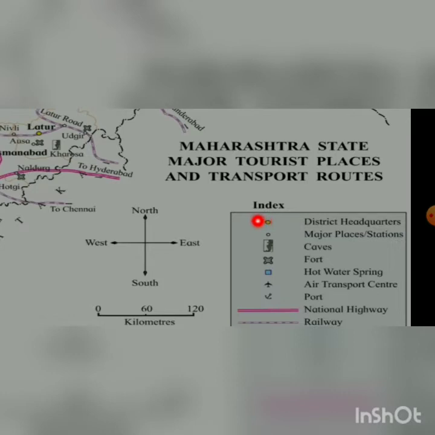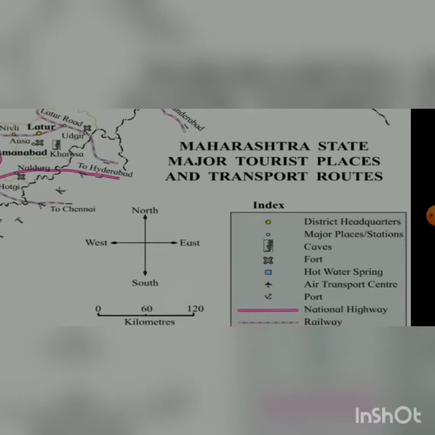Then it is having the major places and stations. It is having caves. Now you can see the symbol for a cave. You can see the symbol for a fort. You can see the symbol for a hot water spring. Then air transport center, port. The pink line is for the national highway and the light pink lines are for the railway.